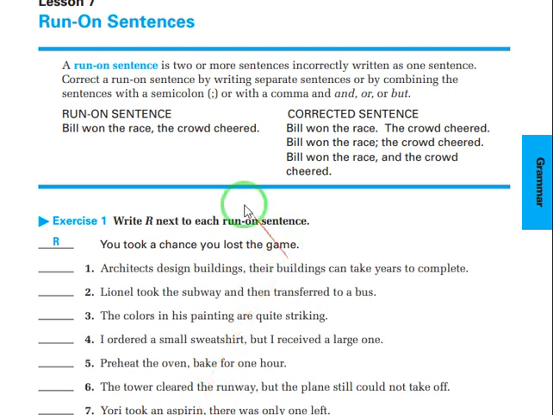We learned about sentences simply to avoid run-on sentences. Run-on sentences are sentences that are incorrectly written as one sentence. We correct a run-on sentence by writing separate sentences or by combining the sentences with a semicolon or with a comma and and or but. Bill won the race, comma, the crowd cheered. Of course, this is very wrong because the comma here doesn't separate the two sentences. We can either put a period to have two separate simple sentences or a semicolon, or we can simply add a conjunction to join these two sentences into a compound sentence.